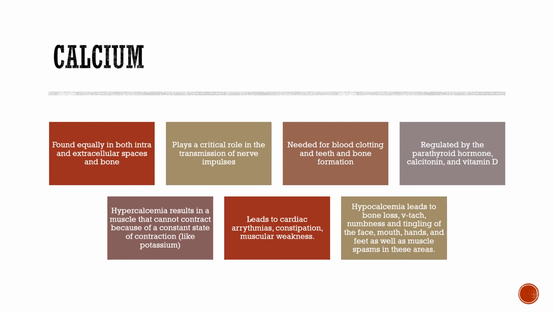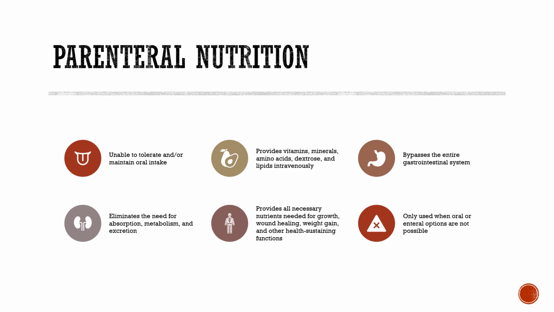Hypocalcemia, not having enough, could lead to bone loss, to VTAC, numbness and tingling of the face, mouth, hands, and feet, which we call paresthesia. And it could also result in muscle spasms in those areas. So you can check for hypercalcemia much the same that you would check for hypermagnesemia, but for different reasons. But those deep tendon reflexes would not be present because the muscle would stay in a contracted state.